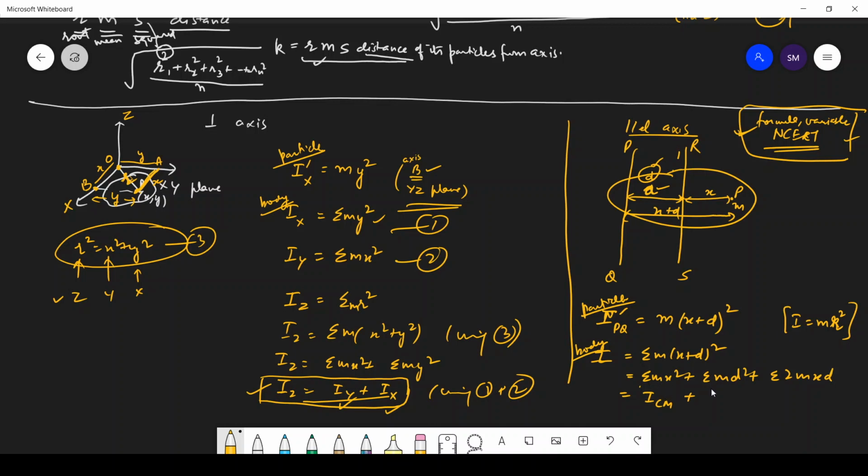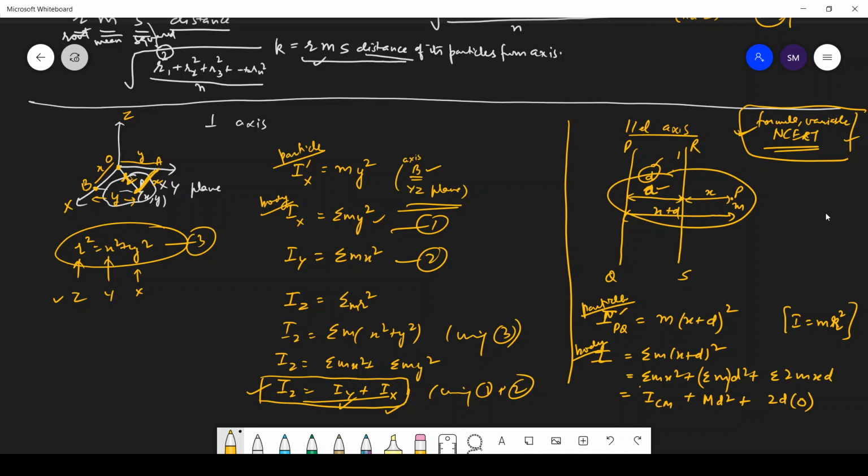And what is this md square? So d is constant, d will be outside, and we will be taking the summation of mass. Summation of mass is capital M, so that is capital M d square. And now 2d is constant, and we are left with summation mx. So what is summation mx? Summation mx will be 0.